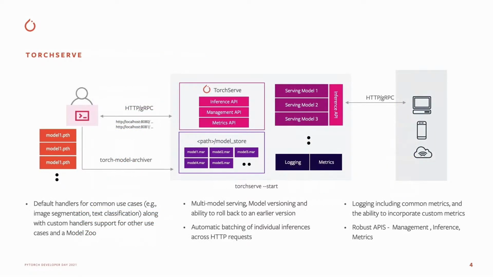We launched TorchServe for PyTorch Model Serving with AWS last year to address these challenges. It comes with default handlers for common ML tasks like image segmentation and text classification, and a model zoo to quickly get started. One can create their own custom handlers. There is a robust management, inference, and metrics API. It supports dynamic auto-batching, versioning, rollback, and common metrics for performance tracking.